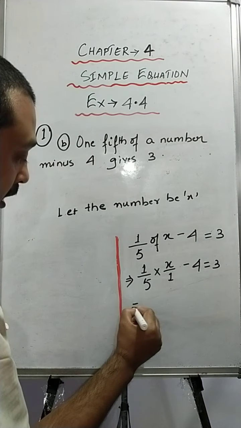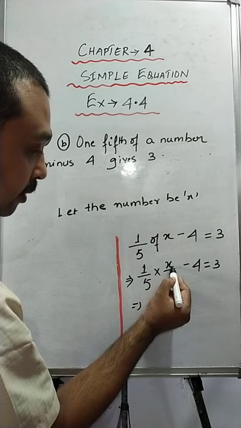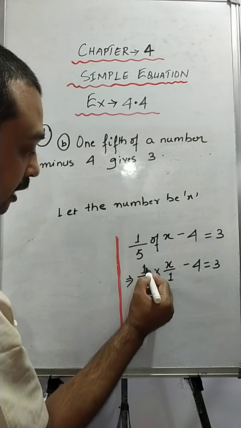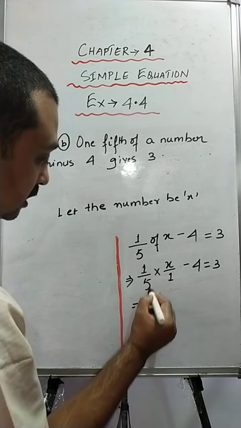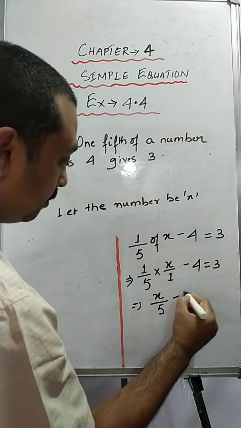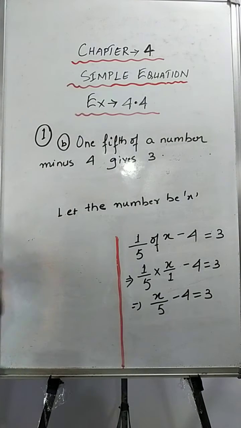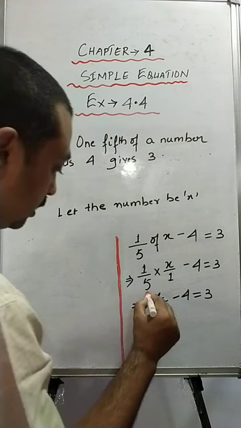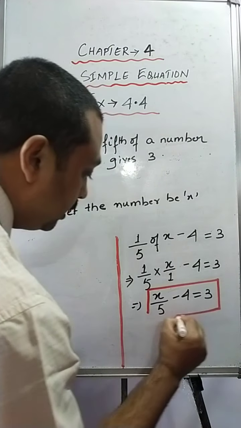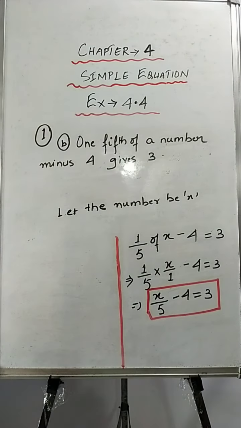Now let's solve this. Multiply the numerator with the numerator and the denominator with the denominator. That is 1 into x, x, 5 ones are 5, minus 4. That would be equal to 3. Now this is your required equation, students. Okay, this is the required equation, students.